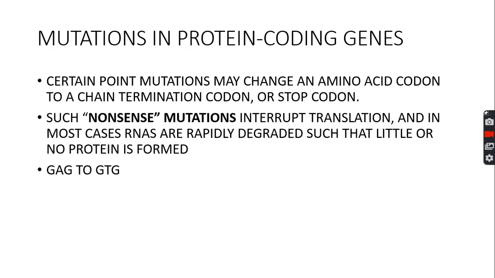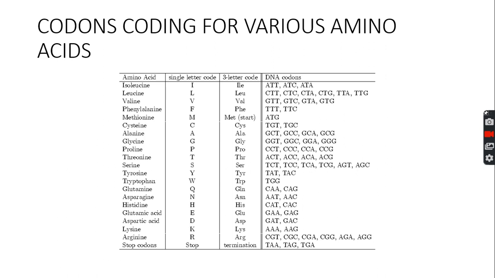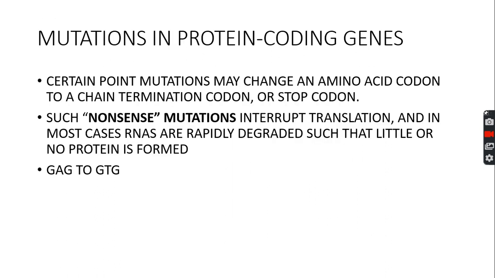So other point mutations may change an amino acid codon to cause a chain termination codon or a stop codon. Some of these codons, as highlighted earlier in previous lectures in biochemistry, actually code for the termination of an amino acid chain. So when you find that a change in one of the bases results in this stop codon, this results in what is known as a nonsense mutation.